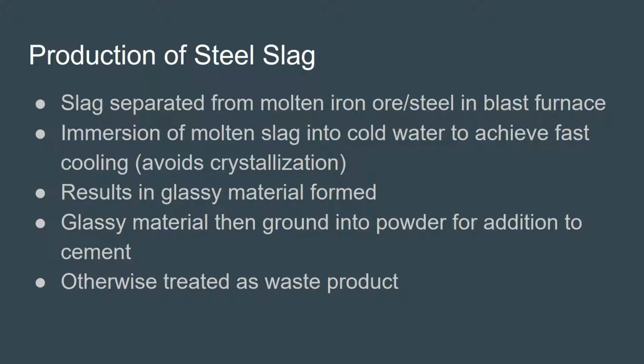This is where it will be rapidly cooled to a temperature below 800 degrees Celsius to keep certain materials from crystallizing. It is then crushed into a sand-like material to be added into the cement. This sand-like material is referred to as ground granulated blast furnace slag.